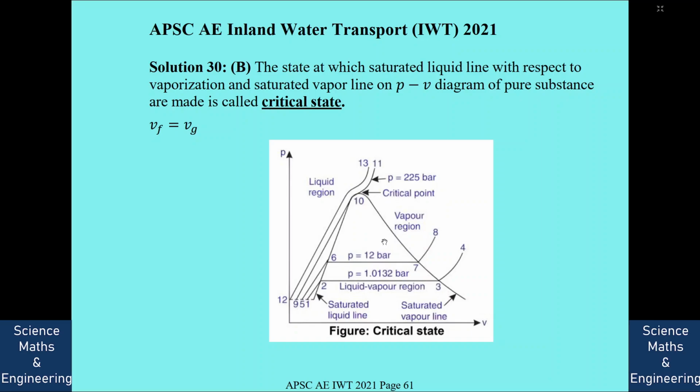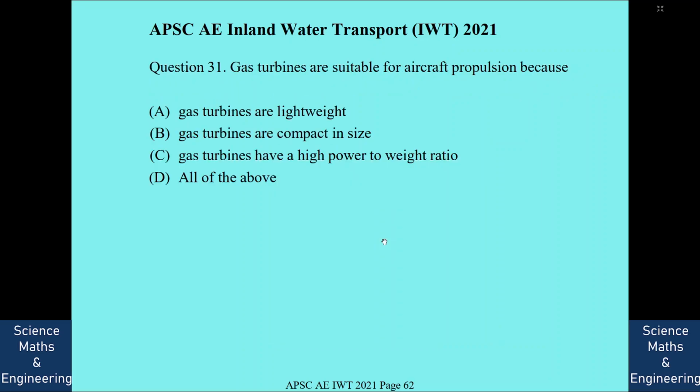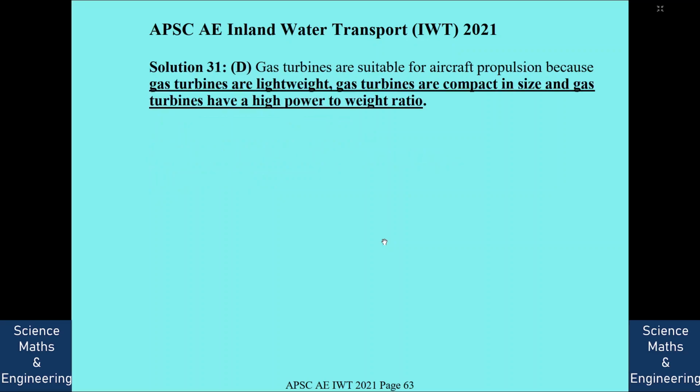So next question. Gas turbines are suitable for aircraft propulsion because A, gas turbines are lightweight, B, gas turbines are compact in size, C, gas turbines have a high power to weight ratio, or D, all of the above. So the answer is all of the above, that is, gas turbines are suitable for aircraft propulsion because they are lightweight, they are compact in size, and they have a high power to weight ratio.